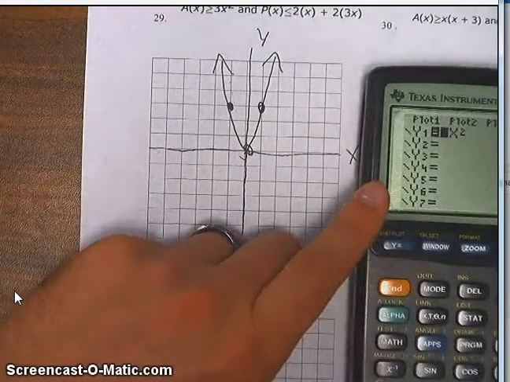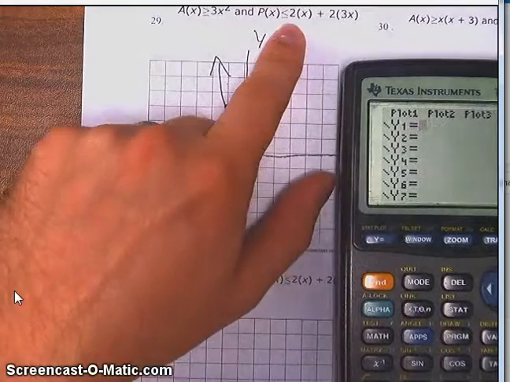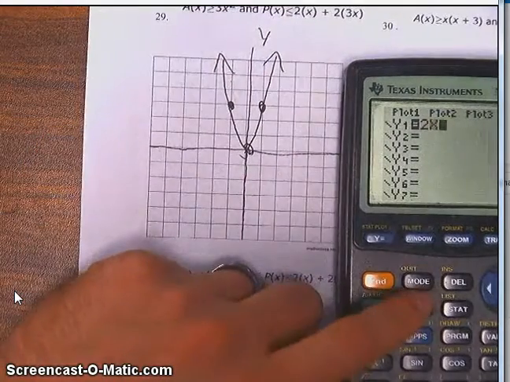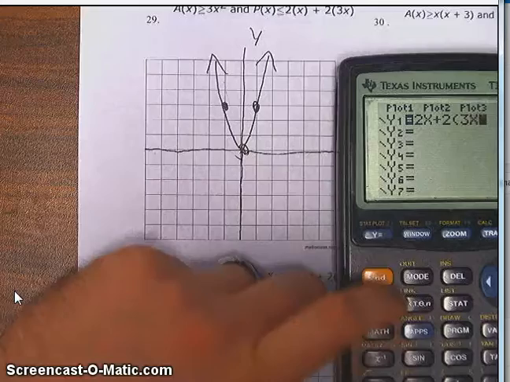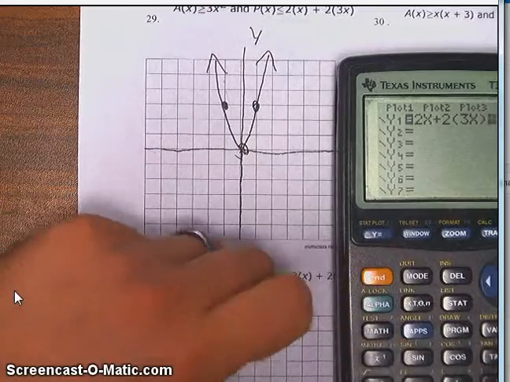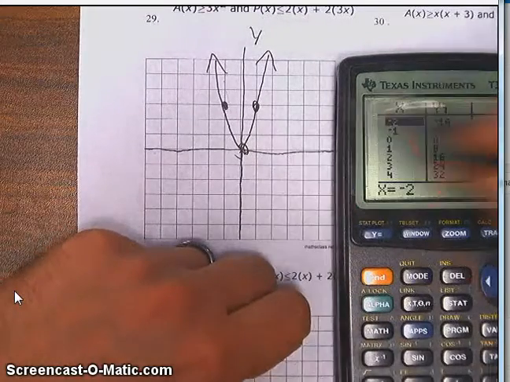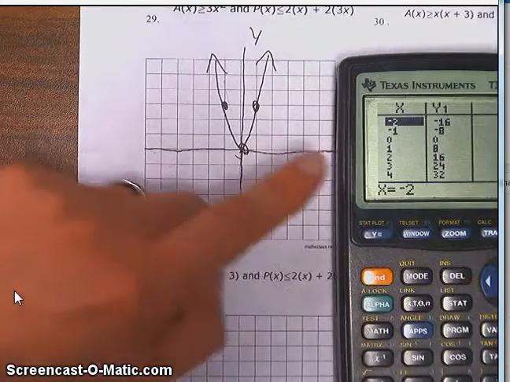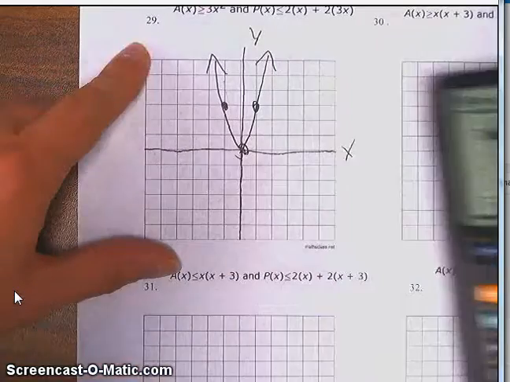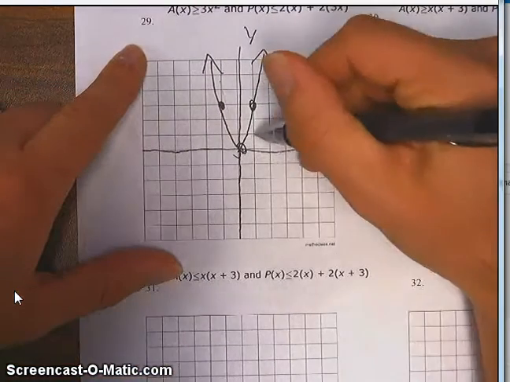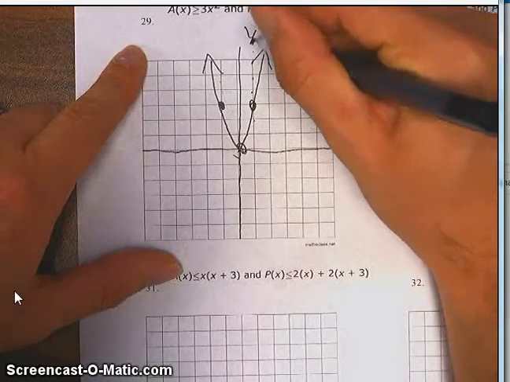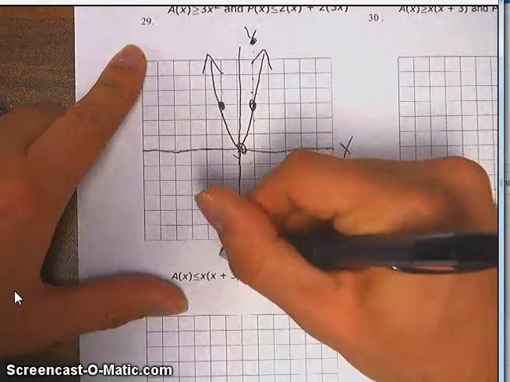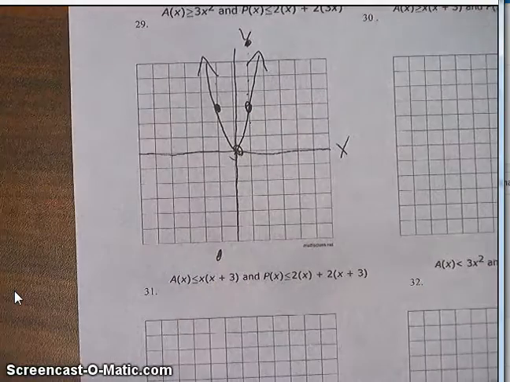Now if I go to y equals again and type in the second equation, 2x plus 2 times 3x, and go to the table, I can steal some more points. I've still got 0, 0. I've got negative 1, 8, and positive 1, 8. So positive 1, 8 is 1, 2, 3, 4, 5, 6, 7. It's like up here. Negative 1, 8 is like down here. So this line is really, really narrow.